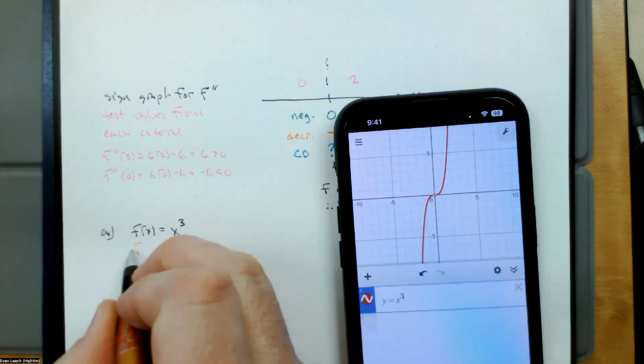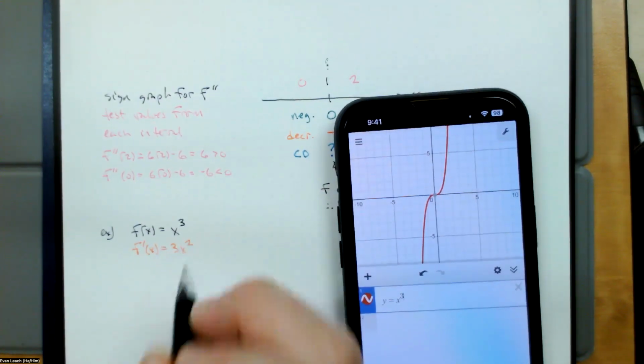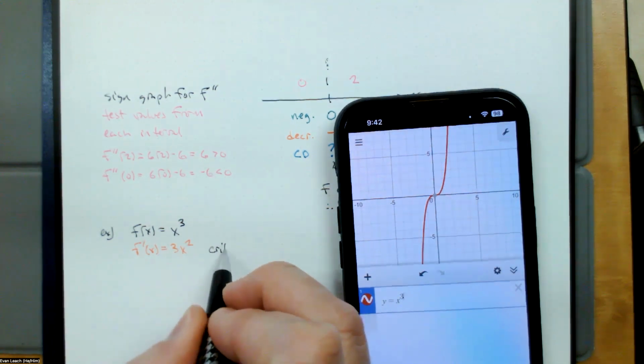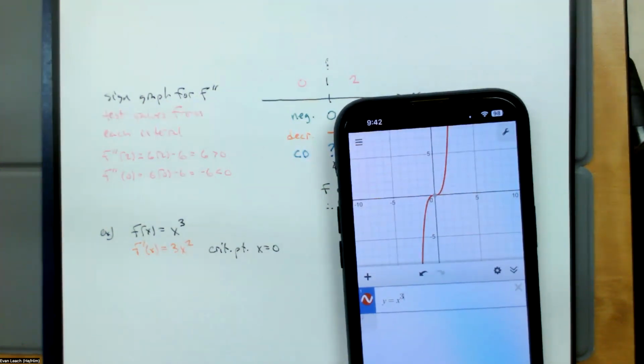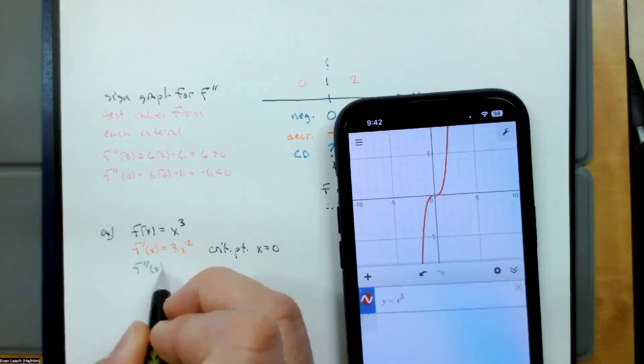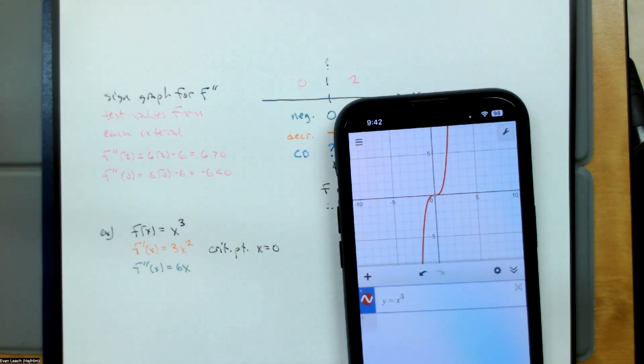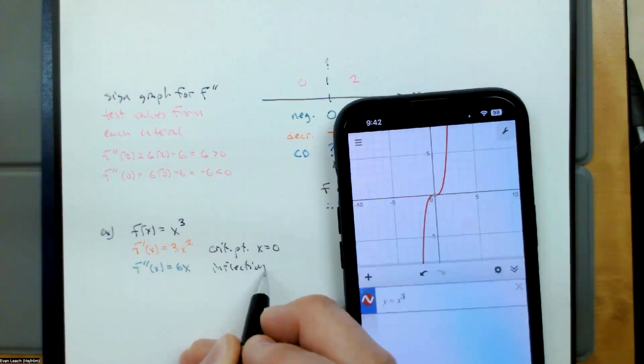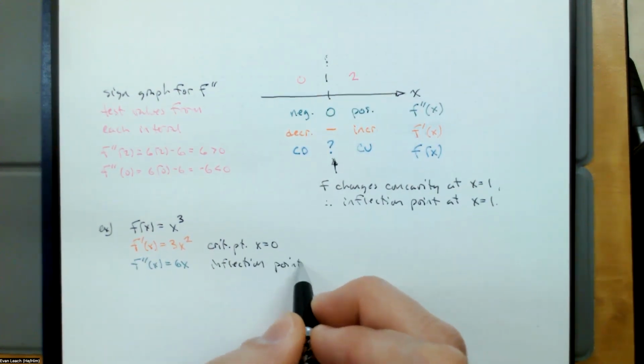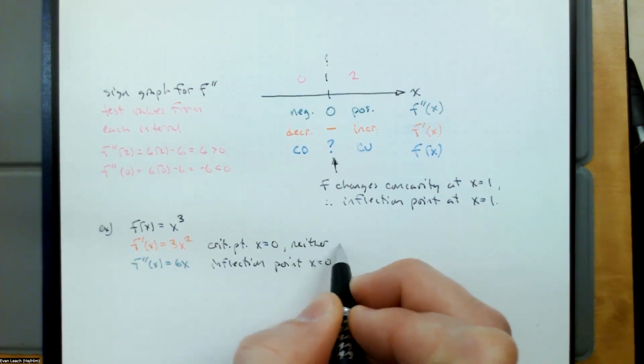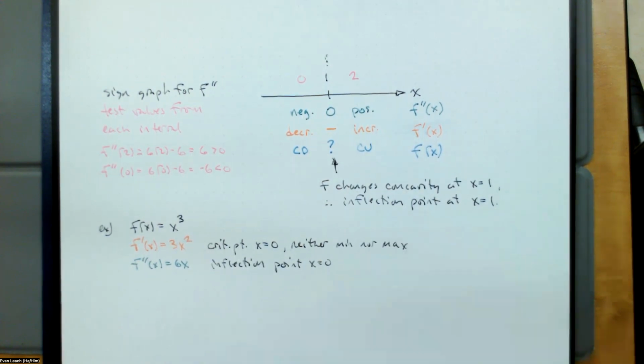So f prime of x is 3x squared. So a critical point at zero. We can see based on this graph, based on the picture, graph is definitely flat. It is neither a local minimum nor a local maximum. We look at the second derivative. Based on this graph, we see an inflection point. Well, the critical point at zero was neither a minimum nor a maximum. The zero of the second derivative indicates an inflection point. We do have an inflection point.